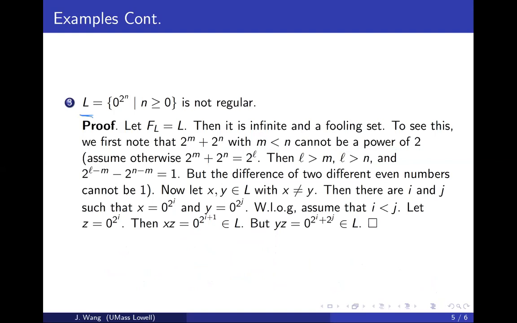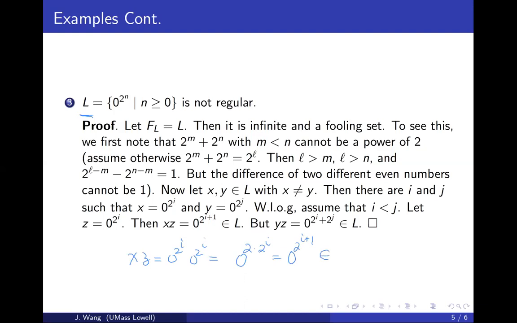Without loss of generality, we assume that i is less than j, then we just take z to be 0 to the 2 to the i. So then xz is 0 to the 2 to the i, followed by 0 to the 2 to the i. So how many zeros do you have? That's 2 times 2 to the i, so this is really just 2 to the i plus 1.